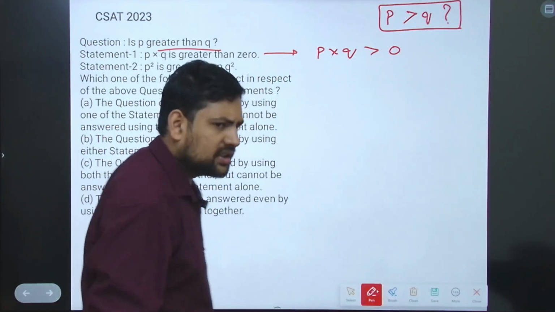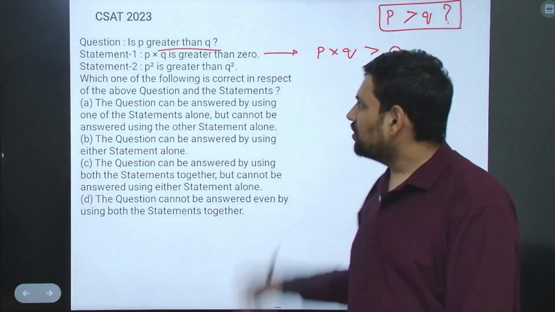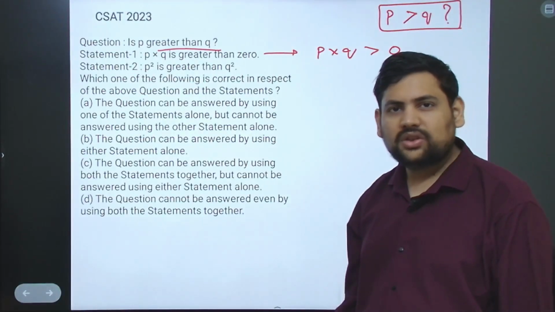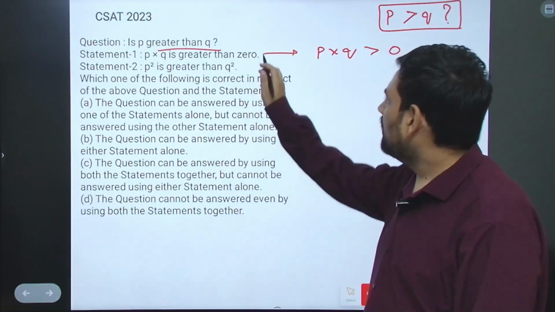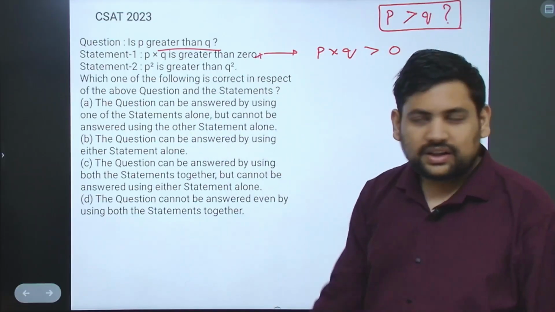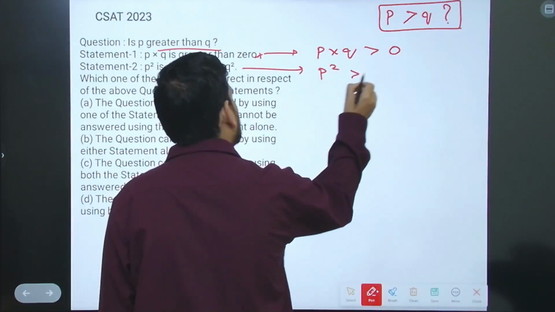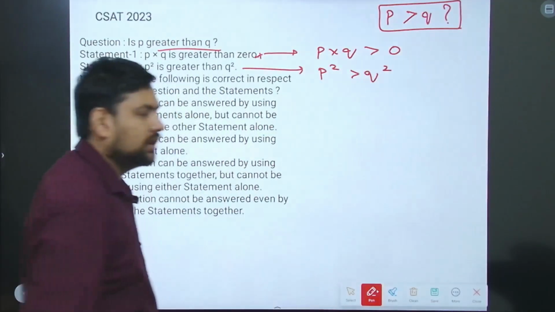Does this tell you anything? No, of course not. 2 into 4 is greater than 0, 4 into 2 is also greater than 0. So you don't know about relation between P and Q. Of course, this is not enough. Then second statement is P square is greater than Q square.